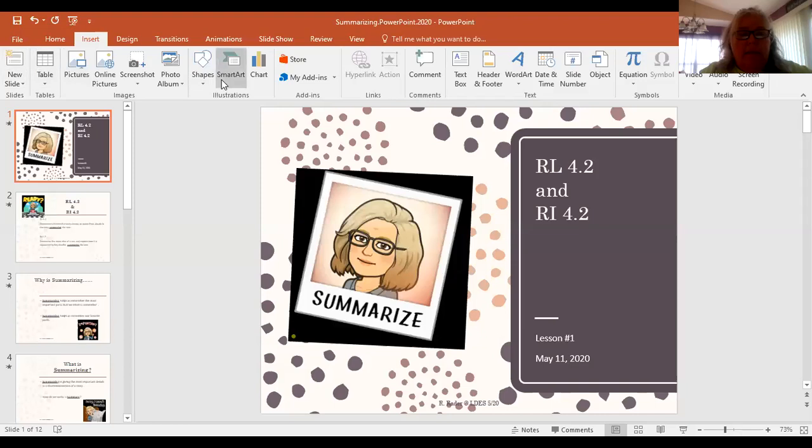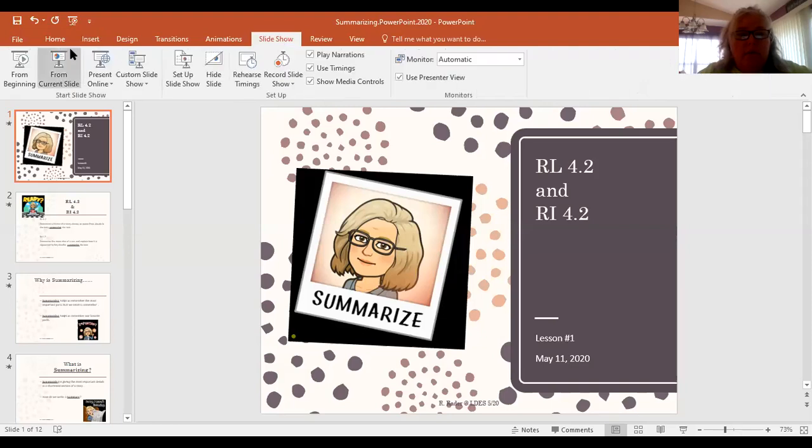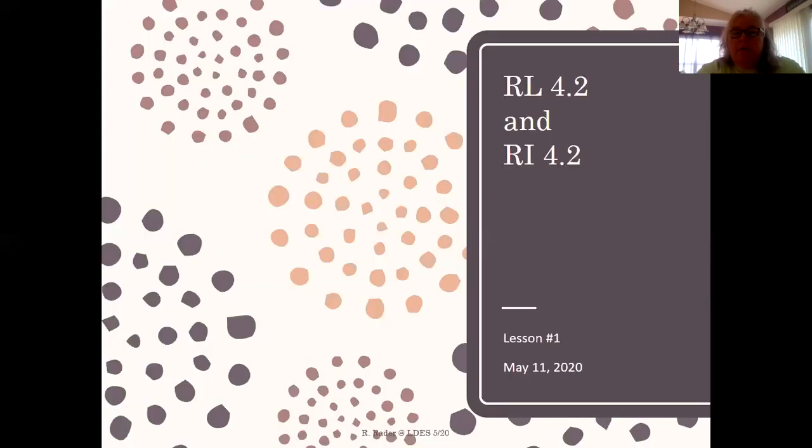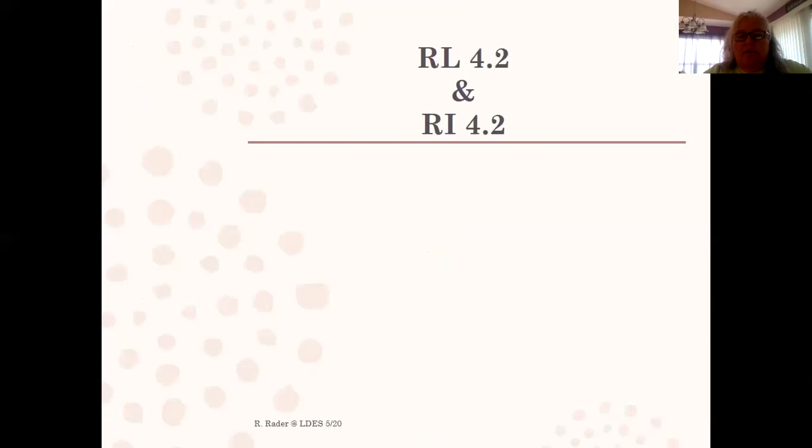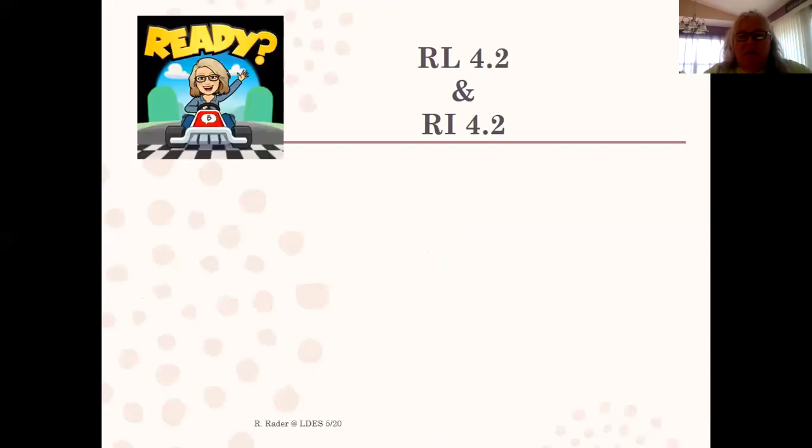We're just going to go ahead and get started because I know you are so ready to see what we're learning about today. So, RL 4.2 and RI 4.2. This is lesson 1, and it is on summarizing. We are reviewing summarizing today, and you'll do some work on it tomorrow, okay? So, RL 4.2 and RI 4.2. Are you ready? Thumbs up. Are you ready?